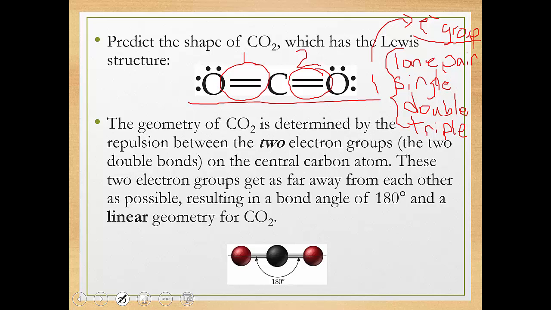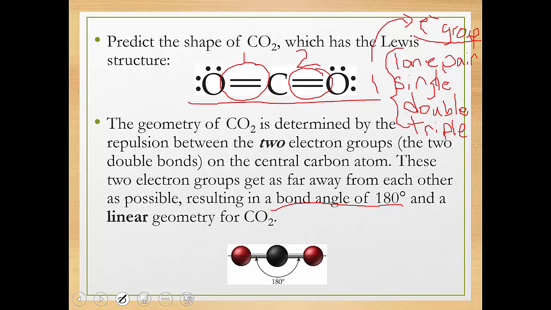Now, those two sets of electrons, those two electron groups, are going to push each other as far away as possible. Since there are only two of them, how do two things get as far apart from each other as possible? Well, they line themselves up on either side, diametrically opposed on that central atom, resulting in a bond angle of 180 degrees. That's as far apart as they could get. If either one of them moves up or down a little bit in any direction, it's going to get closer to that other set of bonds.